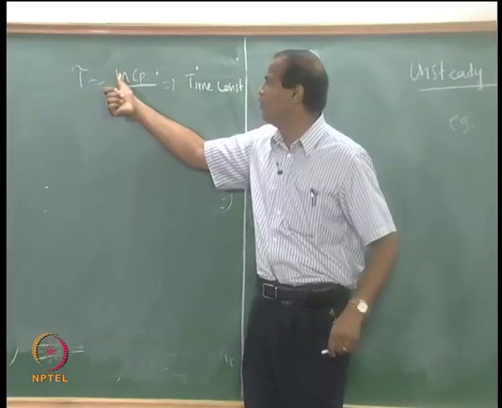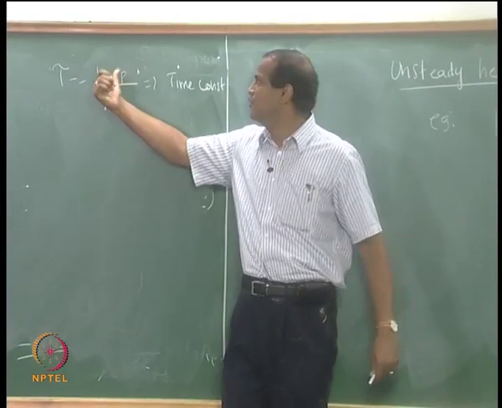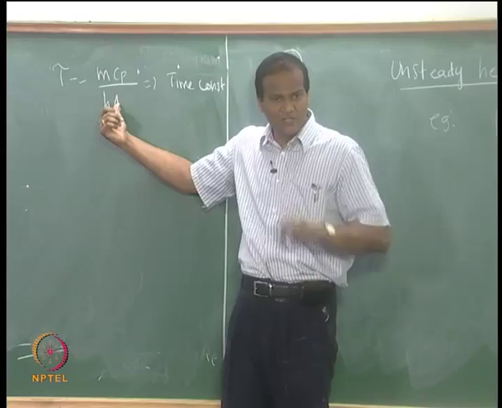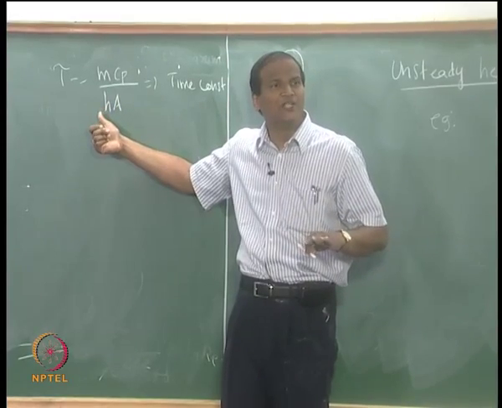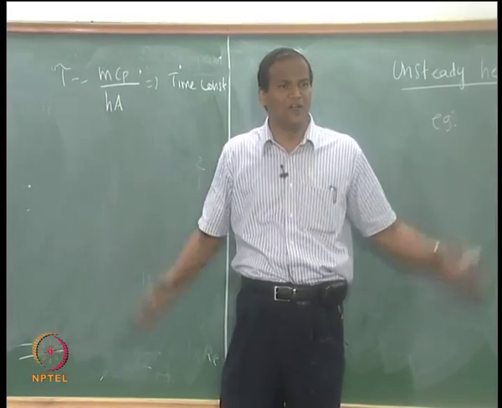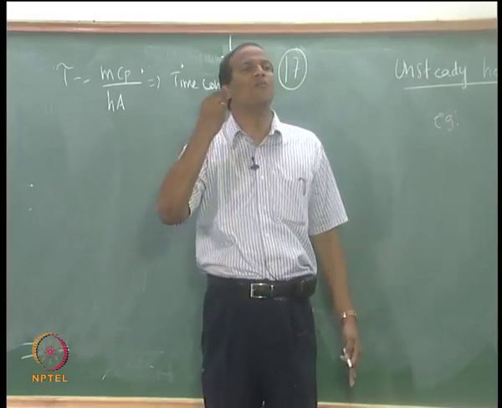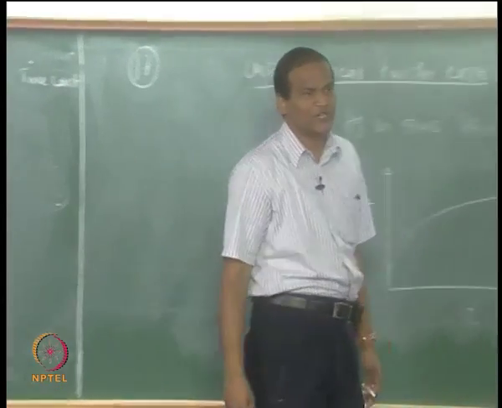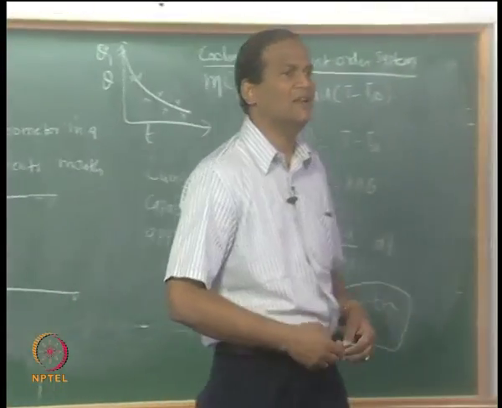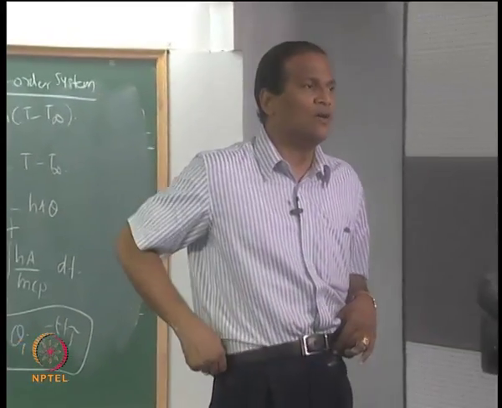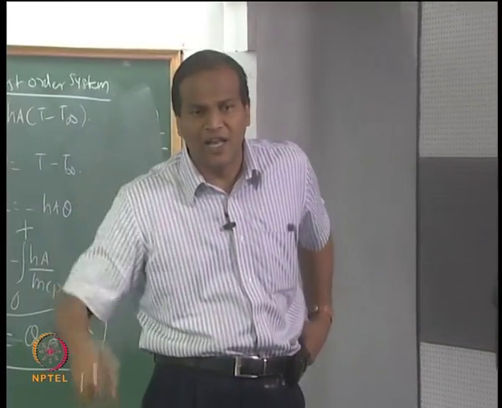From tau, if you know the mass of the system, the specific heat, the surface area, and if you are pretty sure that the heat transfer coefficient is not changing during that narrow interval, this gives you one more method of evaluating the heat transfer coefficient using an unsteady heat transfer experiment. Because if you have to do steady heat transfer, you have to repeatedly carry out several experiments, okay.